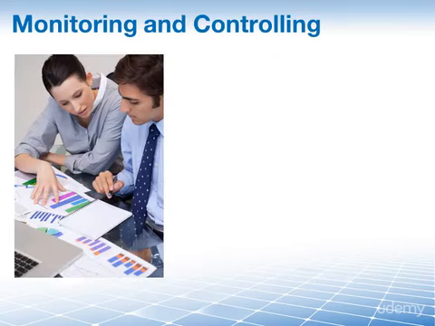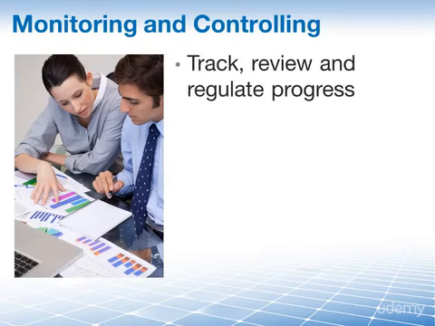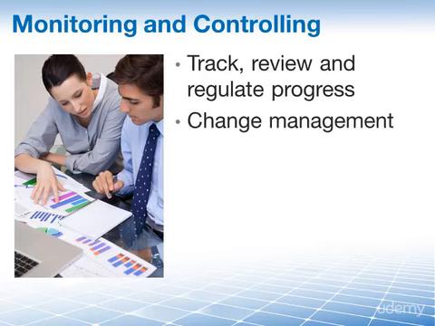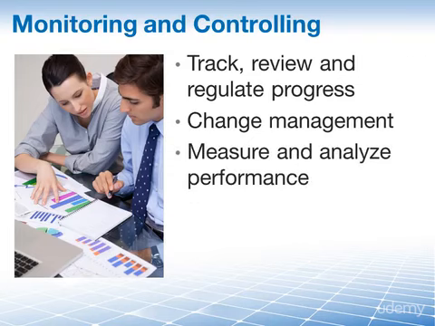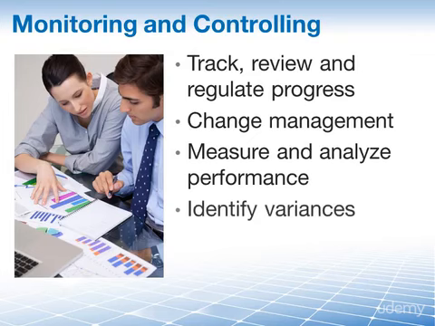The monitoring and controlling process group includes those processes that are required to track, review, and regulate the progress and performance of the project, identify any areas in which changes to the plan are required, and initiate the corresponding changes. This is where you as the project manager measure and analyze the performance of your project. Without monitoring and controlling your project, you will just run out of control and you'll probably run behind schedule and go over budget.